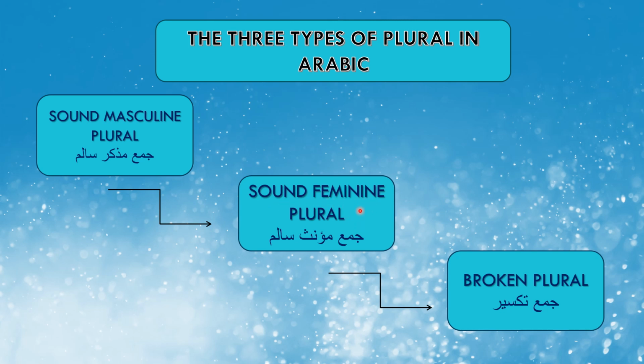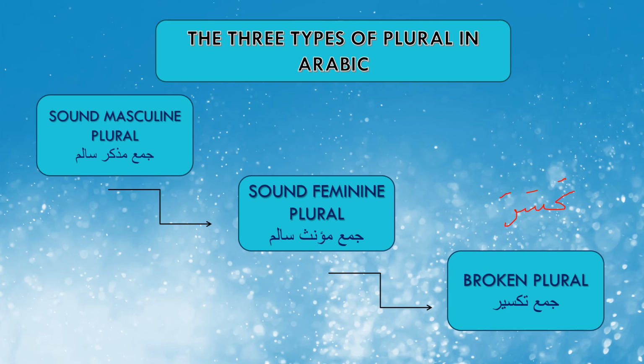The second one is the sound feminine plural, as the name suggests. In this section you're going to learn about making a feminine noun into plural by adding some letters to the singular noun. And the third type of plural is the broken plural. This name broken, or taksir, as Jama means plural, and taksir comes from the triliteral verb kasara, meaning he broke. From this verb comes the word taksir, meaning broken.